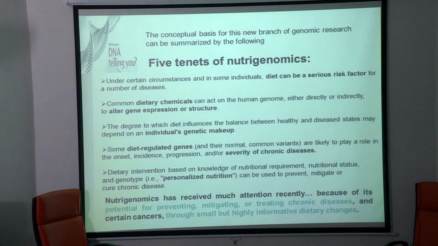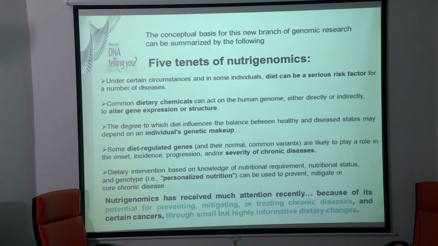The conceptual basis for nutrigenomics can be summarized under 5 basic principles or 5 basic facts, which are: number 1, under certain circumstances and in some individuals, diet can be a serious risk factor for a number of diseases. So 2 things, under certain circumstances and in some individuals, not all, right?